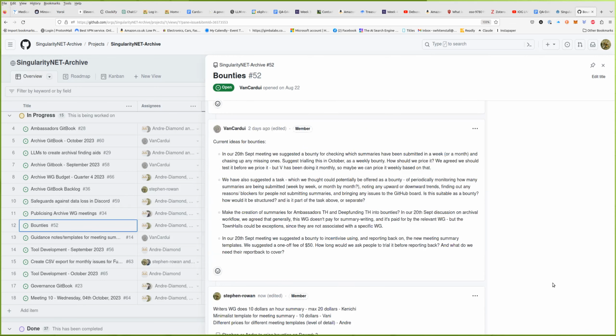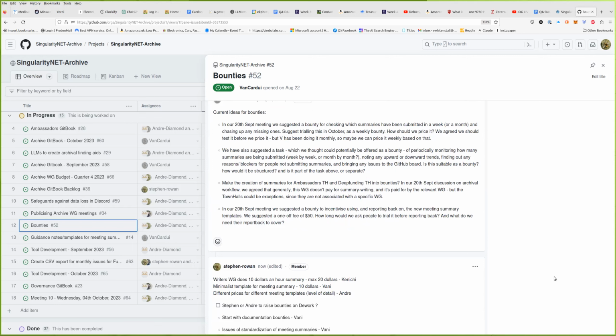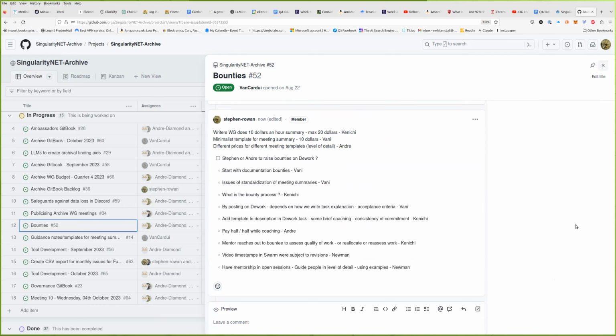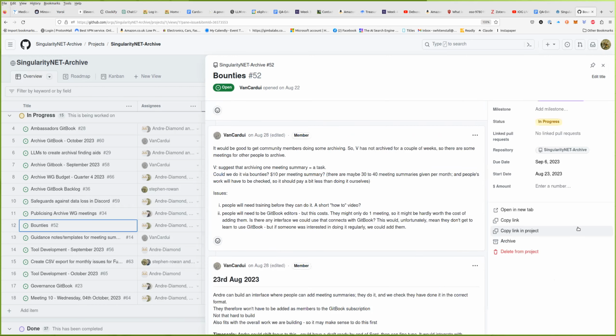Okay. Is there anything else you want to cover on bounties? Nah, I think we keep it on. We don't close the issue, and we'll come back to it when we see how it works and see if we want to expand to other bounties.